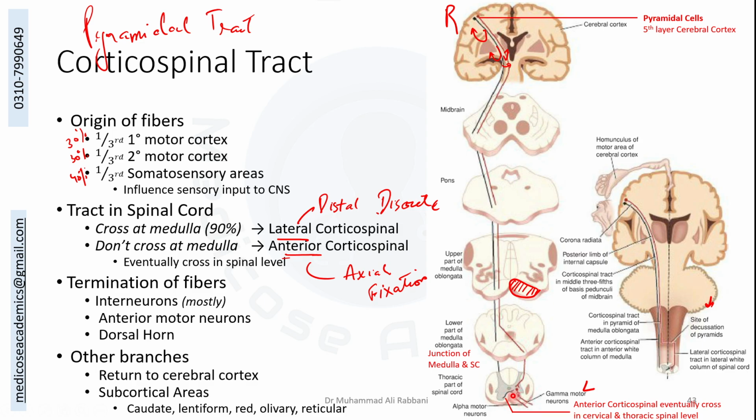So that is the anterior corticospinal tract, and the anterior corticospinal tract was responsible for axial muscles and their fixation, and the lateral corticospinal tract was responsible for distal musculature, for discrete, voluntary, controlled activity. And on the way going down, collaterals were given in the cerebral cortex, in the subcortical areas, in the red nucleus, in the reticular formation, and in other areas below the brain that will keep them informed of what is going on. So that is about the corticospinal tract.